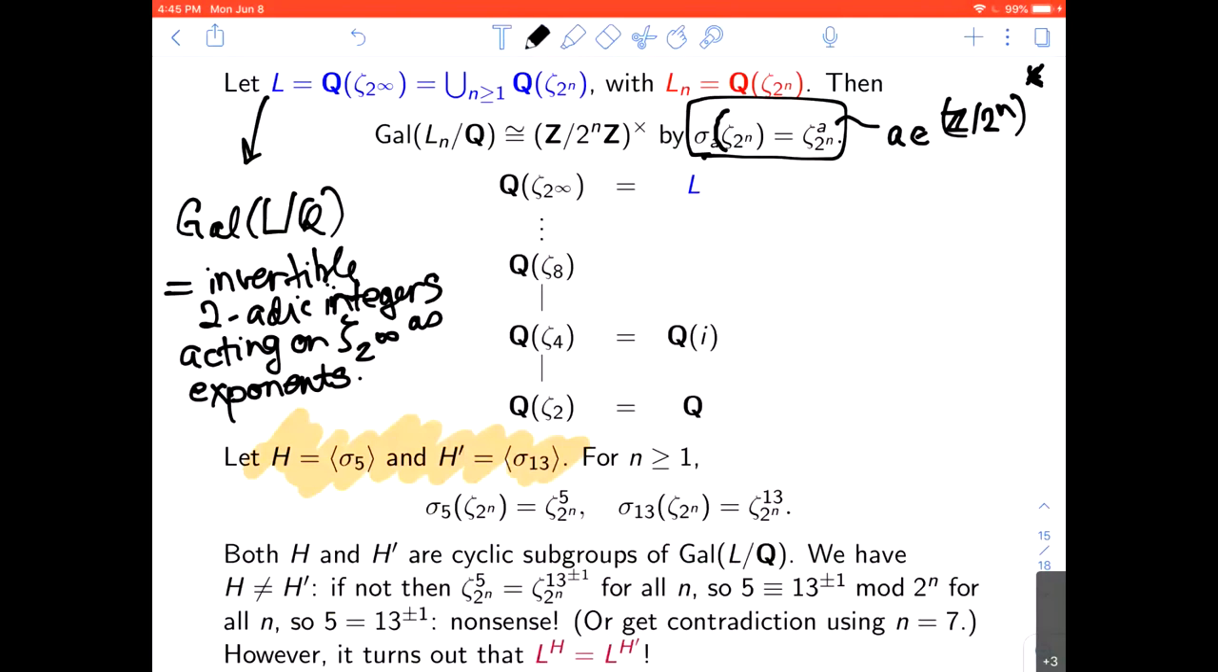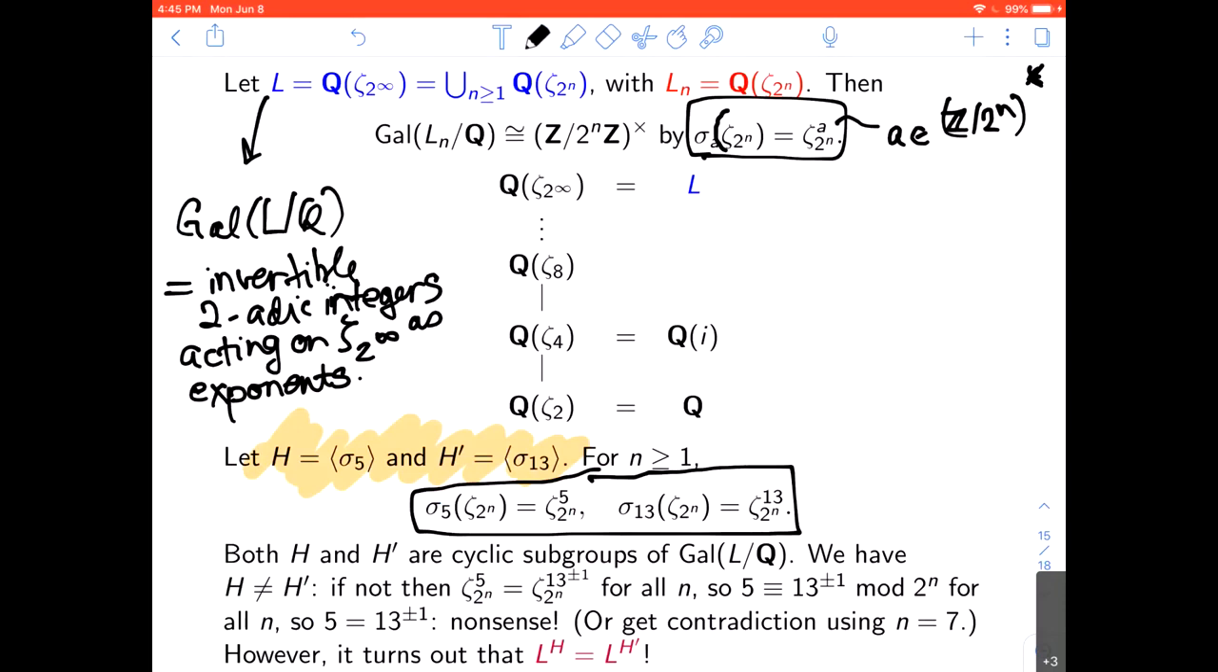Okay, good. So what are these subgroups? The first subgroup: they're cyclic groups generated by the 5th power map and the 13th power map on all the 2-power roots of unity. Okay, that's what I have here. One group is generated by raising to the 5th power over and over again, or inverting that, raising to the 1/5 power, modulo powers of 2, on 2-power roots of unity. And then there's the 13th power.